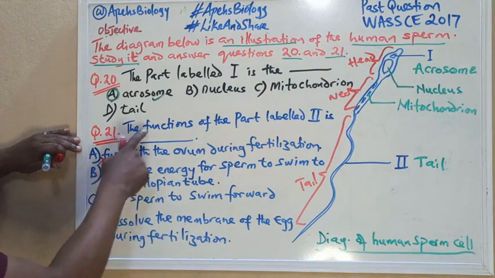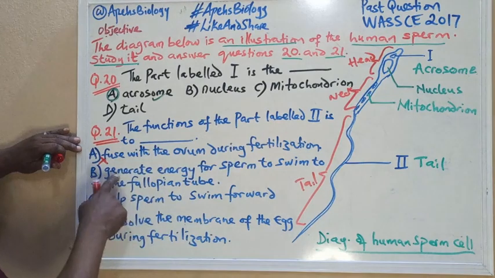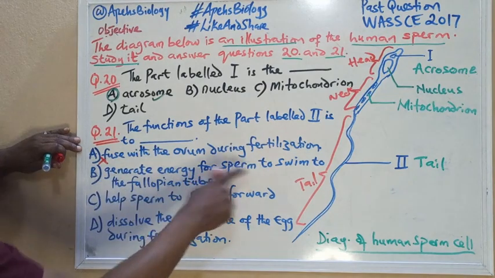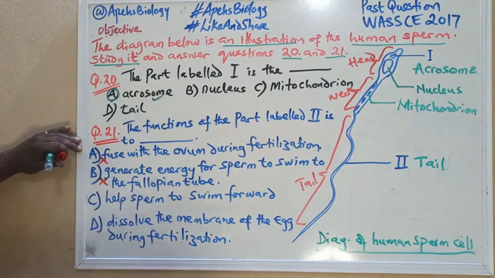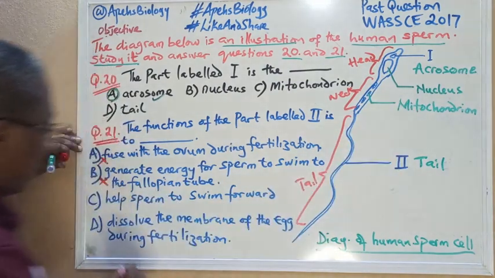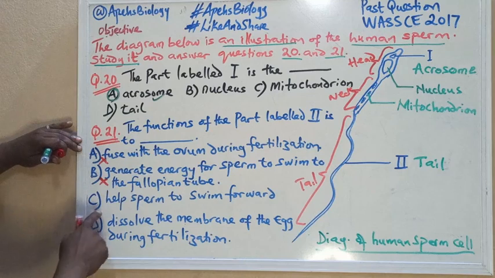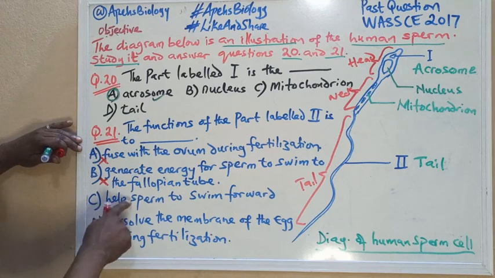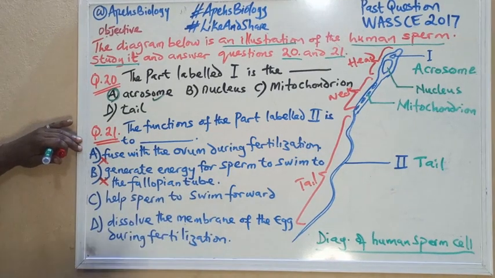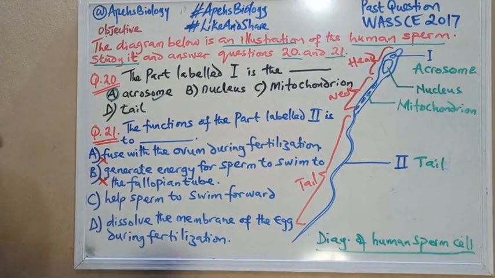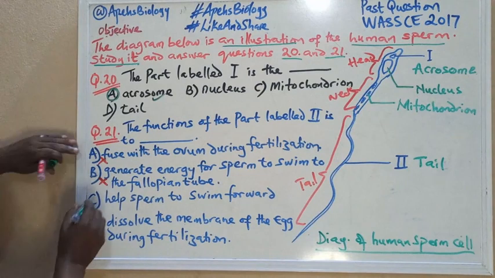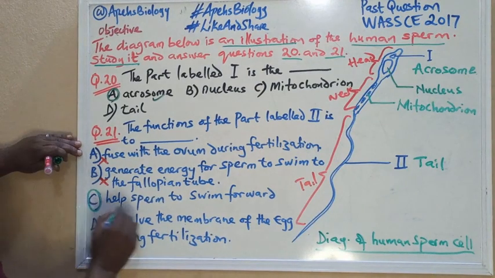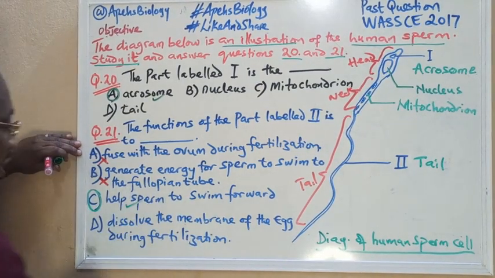Then the function of the part labeled 2, generate energy for sperm to swim. No way. The part that generates energy for sperm to swim, we told you, is which part? Mitochondria. So that cannot be the answer. Then point number 3, help sperms to swim forward. Does that not sound okay? Definitely, that's why we say the tail there is the part that allows the sperm to swim. So this option C is definitely going to be our answer.